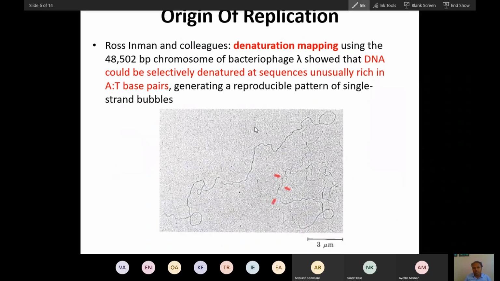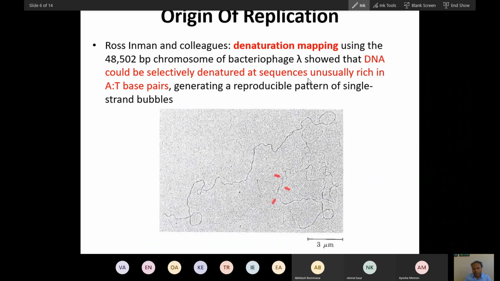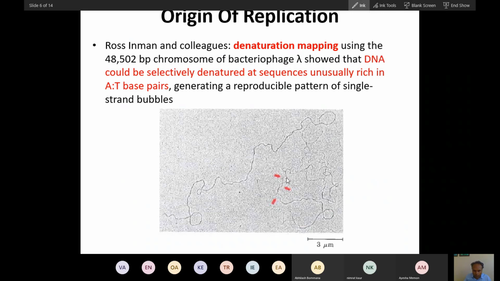So what is the origin of replication? Where does replication start? Then the question comes. Replication starts by formation of a fork. I have shown that there also. Here also you can see on this electron micrograph the formation of the replication fork. And then where does this replication fork formation start?